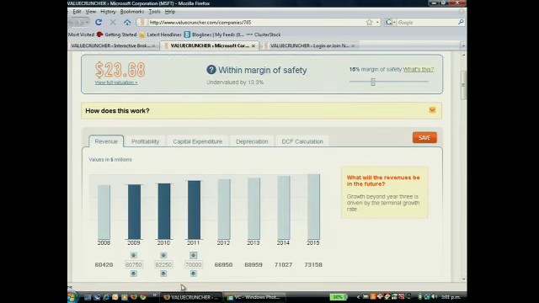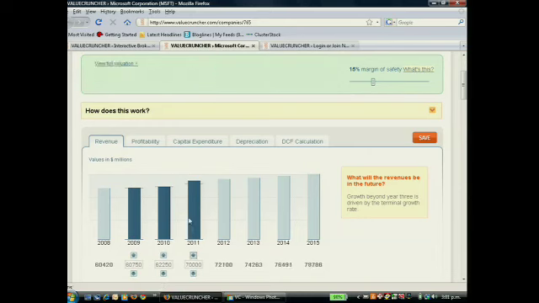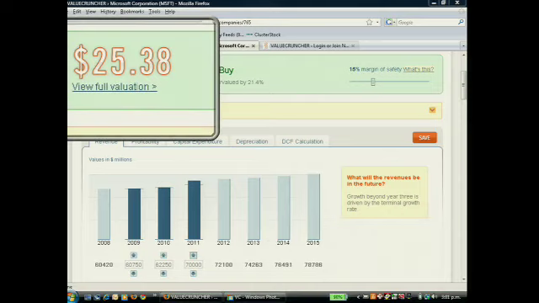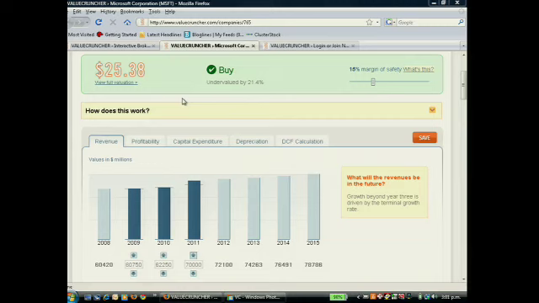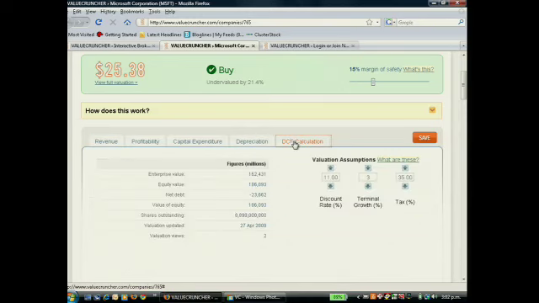What that does to the share price up the top is to raise the ValueCruncher valuation to $25.38. Now, ValueCruncher is saying that the valuation for the business, on this modified valuation, is 21% above the current share price. This is above my 15% margin of safety that I set, so now ValueCruncher is stating it as a buy. ValueCruncher allows users to modify not just the revenues, but also the profitability, capital expenditure, depreciation, and other key components of the DCF calculation.